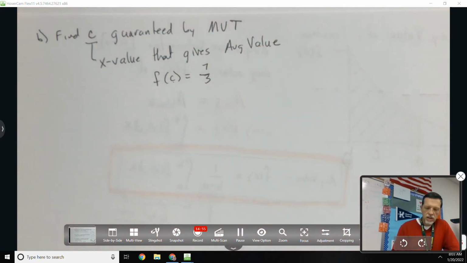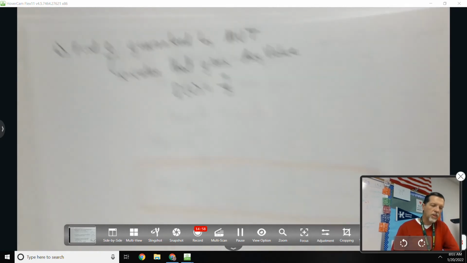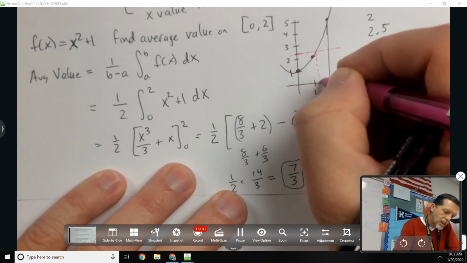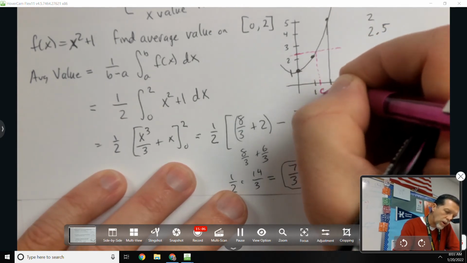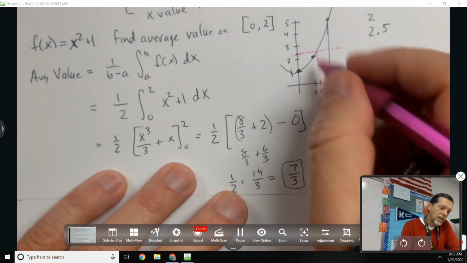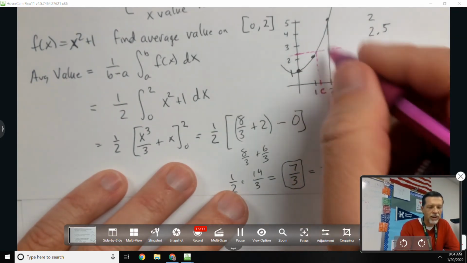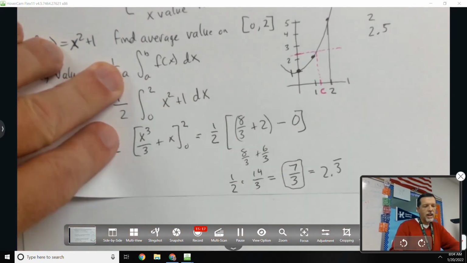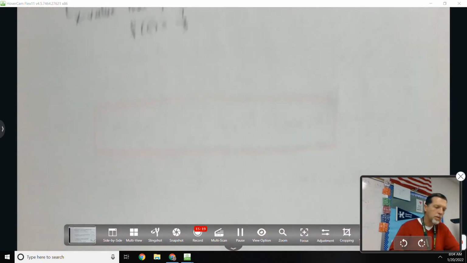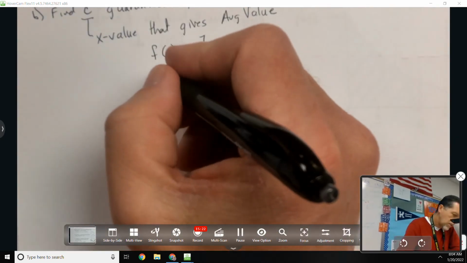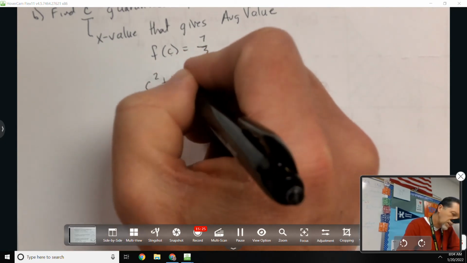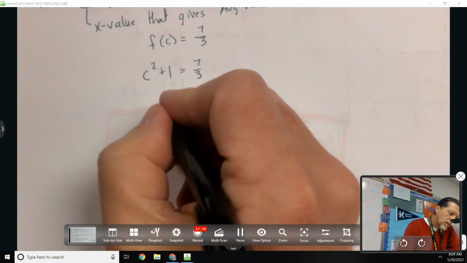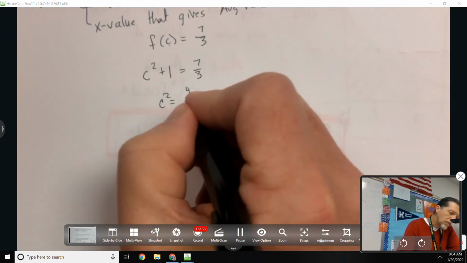On the picture, it means where does it happen? It's guaranteed to happen between 0 and 2, and our picture kind of confirms that. So we need to set f of c equal to 7/3 and see what we get. I think we're going to get something between 1 and 2, but we'll see. So the function was c squared plus 1. So if we subtract 1, we get 4/3.